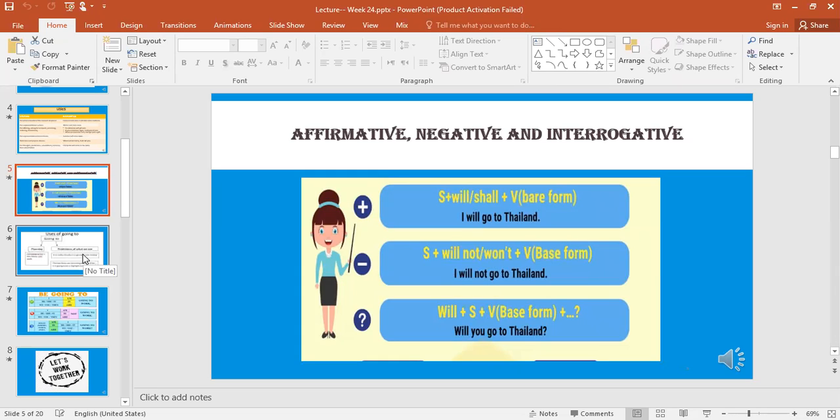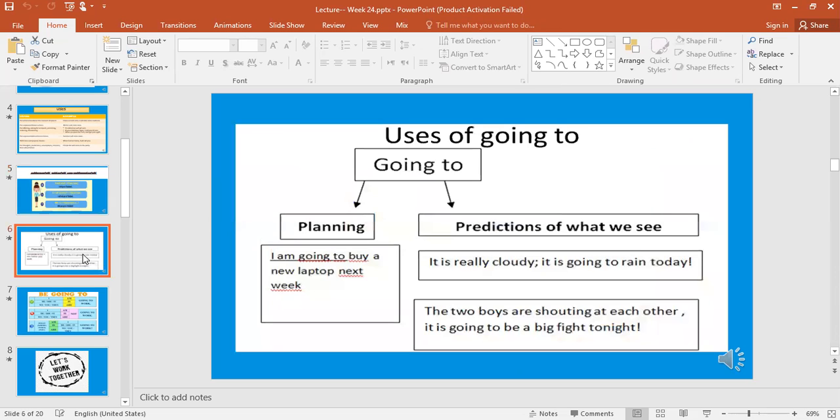No. Sure? Now, we explained the uses of the will form. Now we are going to move to the uses of be going to. Be going to is very simple and it has only two uses. Okay, it's not that complicated like will. There are not many uses, it's just two uses. And these are the uses of the be going to form.